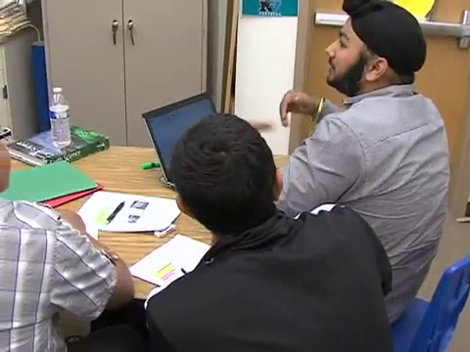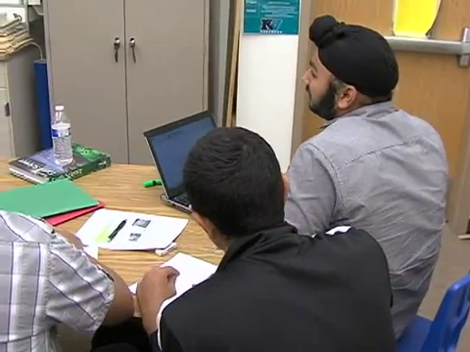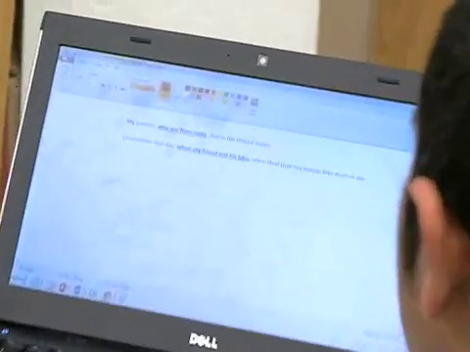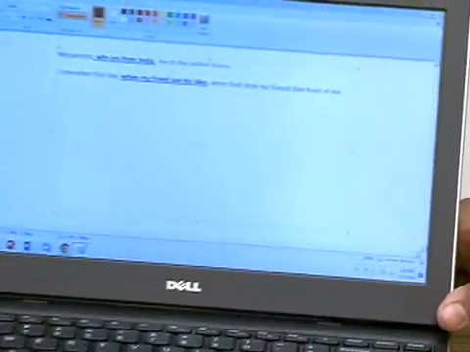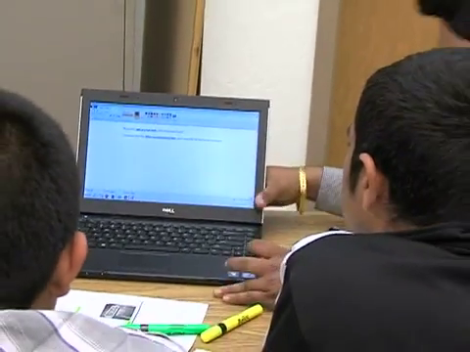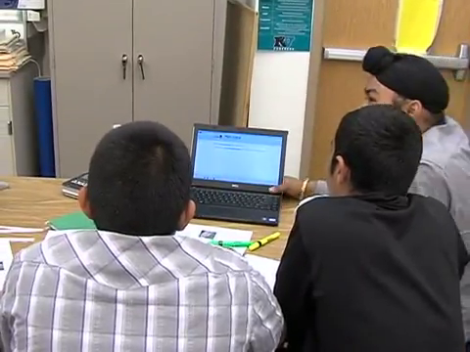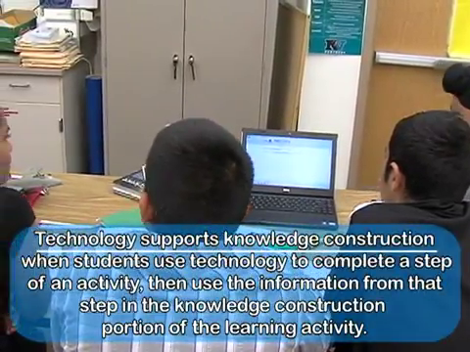Bingo. And if we take out the who are from India, so just take my parents live in the United States, it makes sense. My parents who are from India live in the United States. Right, there you go. Oh, okay. So, I found my own mistake. So is that a good example of a correct use of commas? Yes. All right. Okay, what about the next sentence?